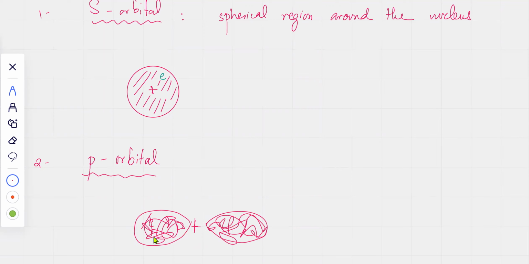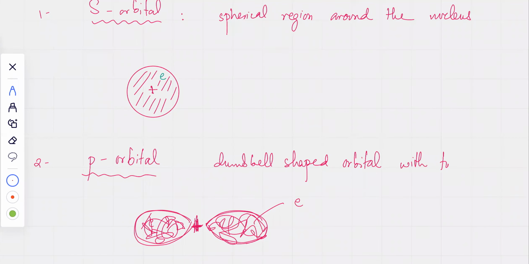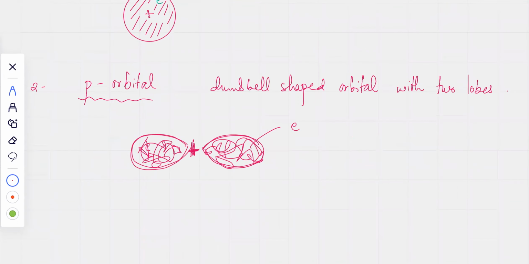So the p orbital looks like this. This is known as a double shape. The nucleus is at the center and the electron is attracted to it. So the electron occupies this area. It's a double-shaped orbital with two lobes. Is this clear?